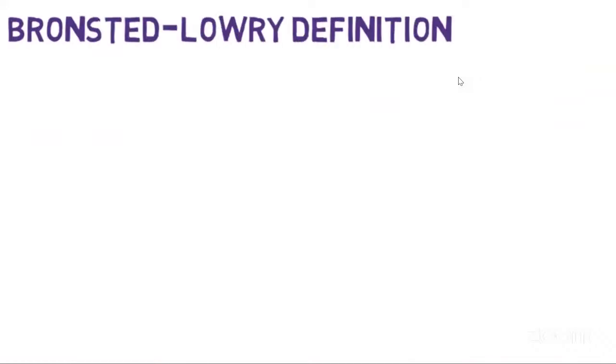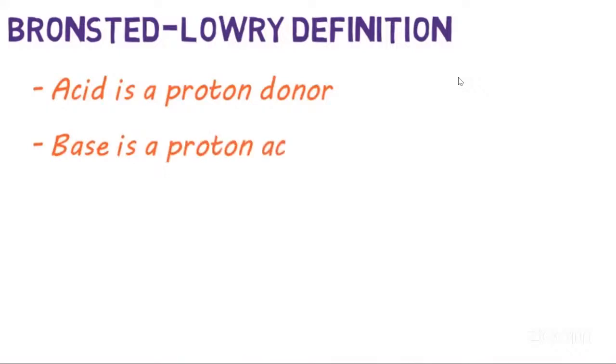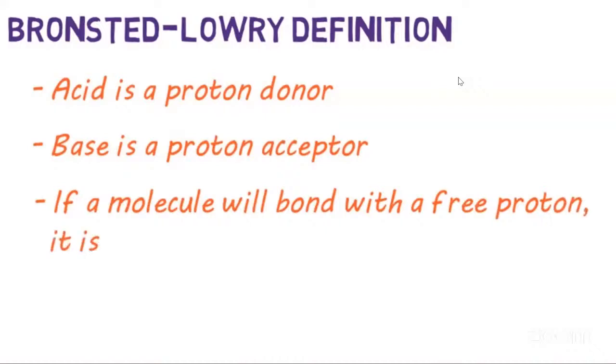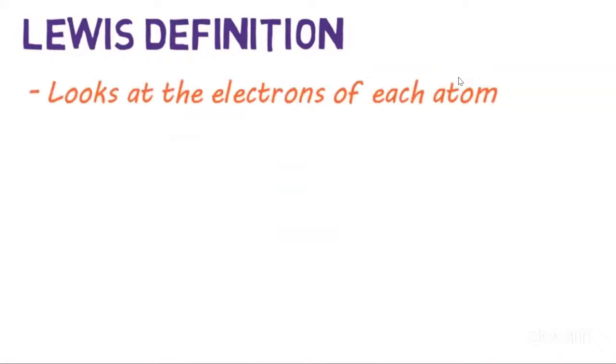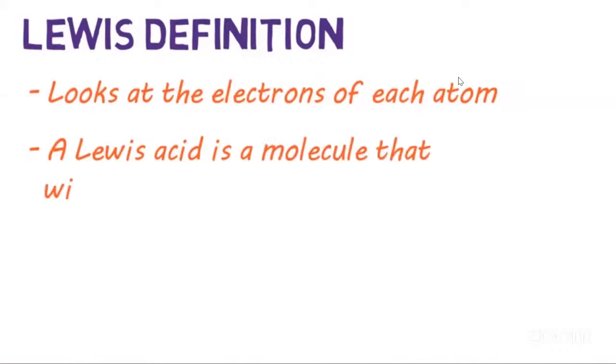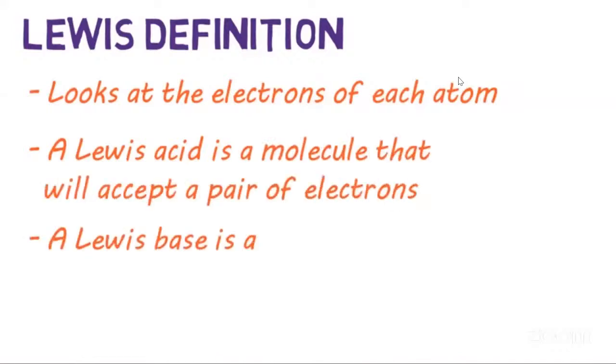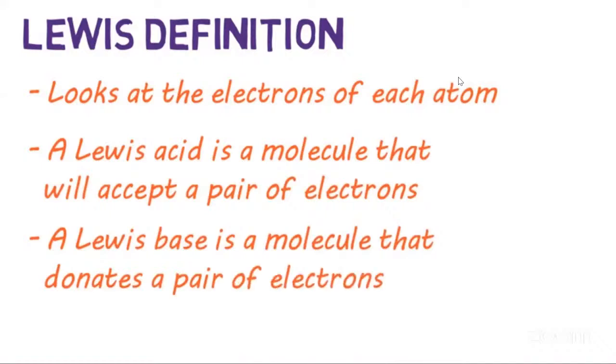With the Bronsted-Lowry definition, we only refer to what happens to the hydrogen ion or proton. So the acid is a proton donor, much like an Arrhenius acid, but the base is defined as a proton acceptor. So if there's a compound that will bond a free proton, it is a Bronsted-Lowry base. And unlike Arrhenius acids and bases, this doesn't have to be in water. The Lewis definition of acids and bases dives into organic chemistry, looking at the electrons of each atom. So a Lewis acid is a molecule that will accept a pair of electrons, while a Lewis base is a molecule that donates a pair of electrons.